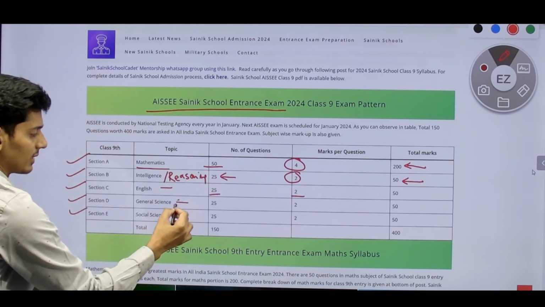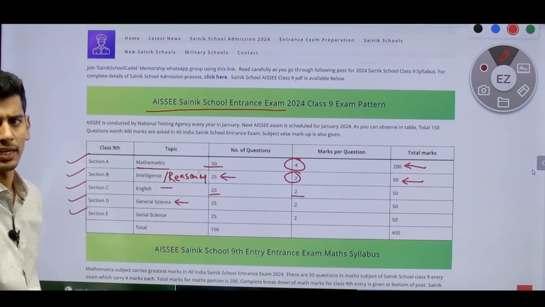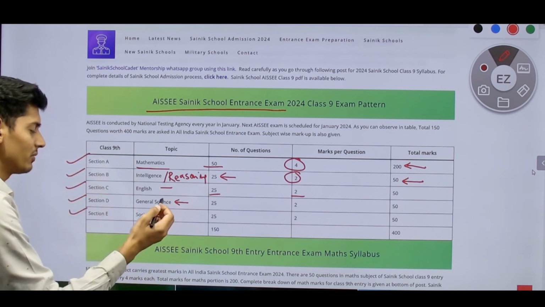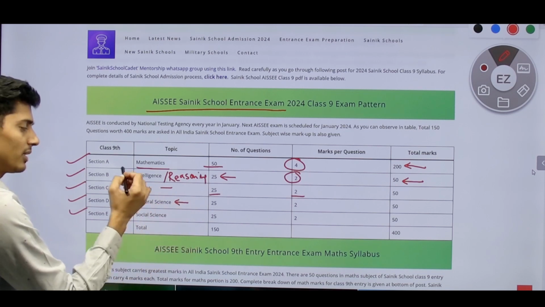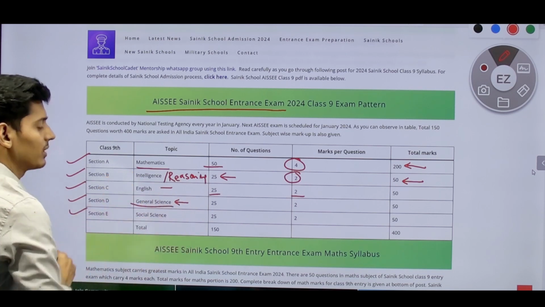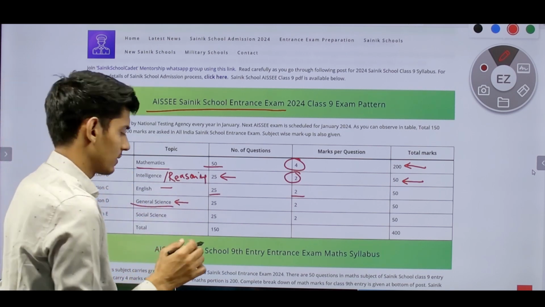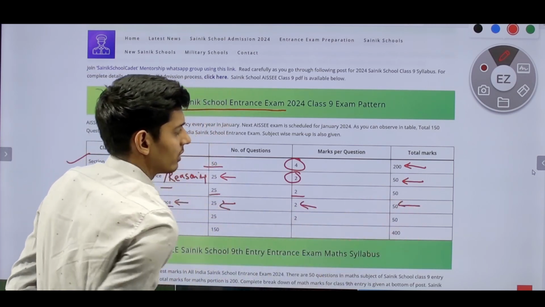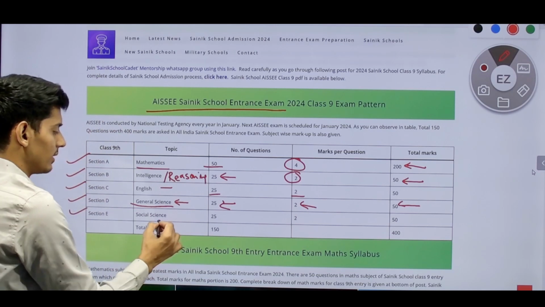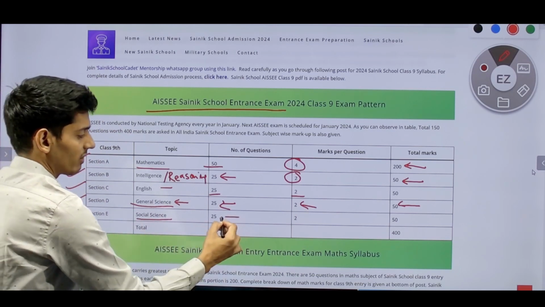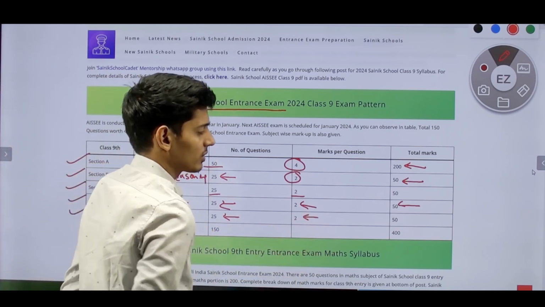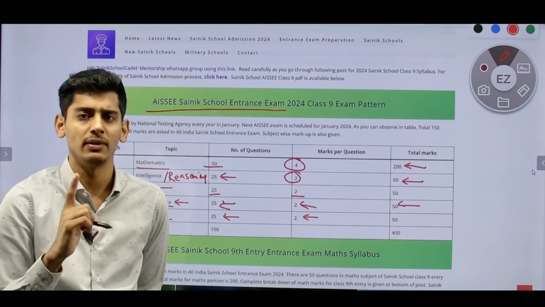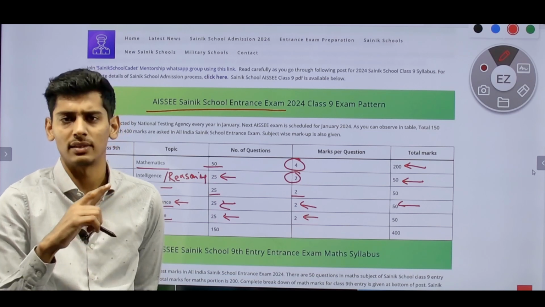Then we have general science. In the case of Class 6 admission, you just have a clubbing of the general knowledge portion, which I explained in the previous video, but in the case of Class 9th admission, general science is a separate subject and good quality questions are asked. So 25 questions, 2 marks each, 50 marks in totality for general science. Then in social science, we have another 25 questions. The benchmark for the syllabus of general science and social science is your grade 7 and grade 8 social science books as well as general science books.